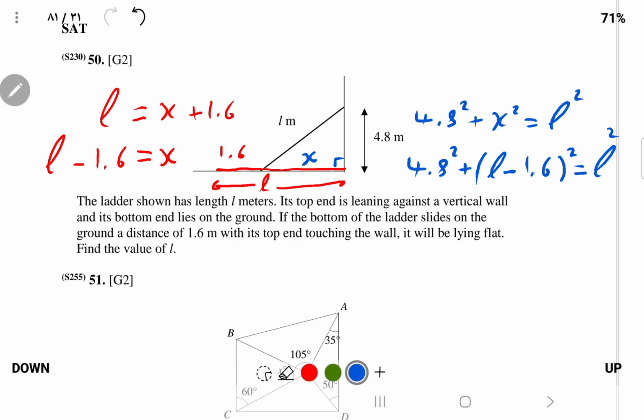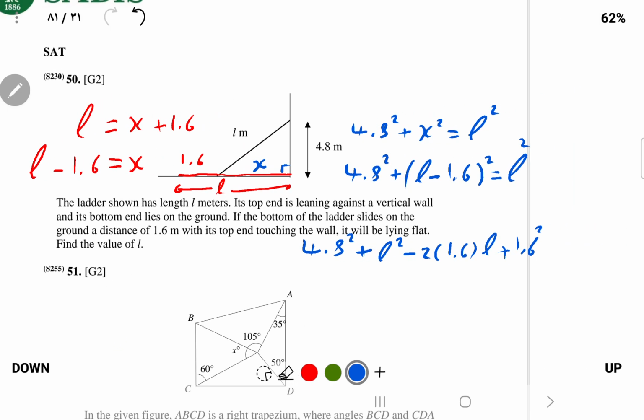Now if you expand and simplify, you can easily find L. So let's see, 4.8 squared plus L squared minus 2 times 1.6 times L plus 1.6 squared is equal to L squared.